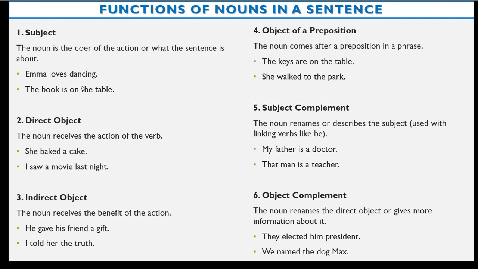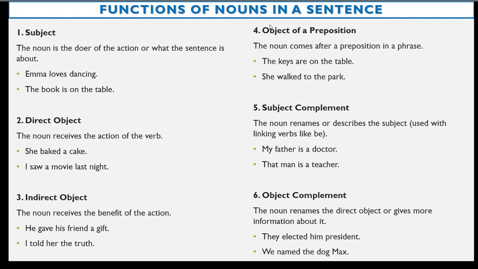The book is on the table. The book is the main noun. Direct object. The noun receives the action of the verb. She baked a cake. I saw a movie last night. Third one is indirect object. The noun receives the benefit of the action. He gave his friend a gift. I told her the truth.